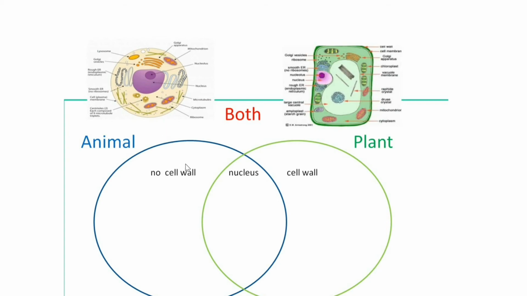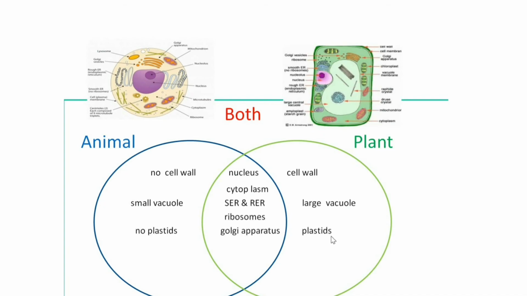And next, what are the cell organelles, and which parts are common in animal cell and plant cell? No cell wall in animal cell. Cell wall present in plant cell. Large vacuoles are there in plant cell. Plastids are present in plant cell. Whereas in animal cell, no cell wall, small vacuoles, no plastids.